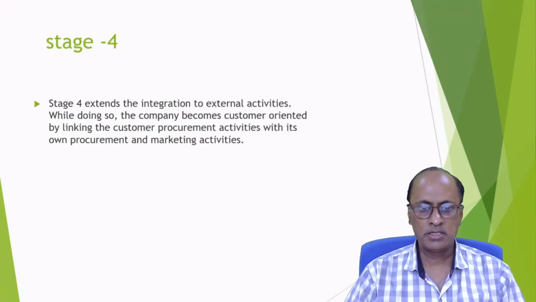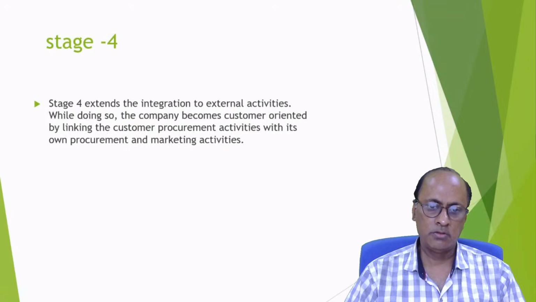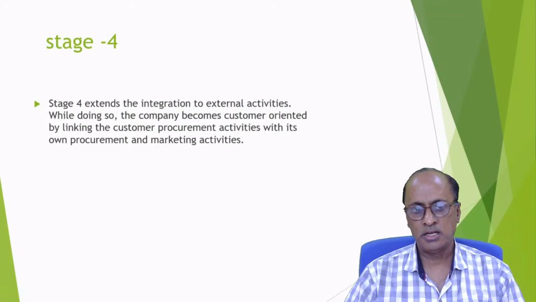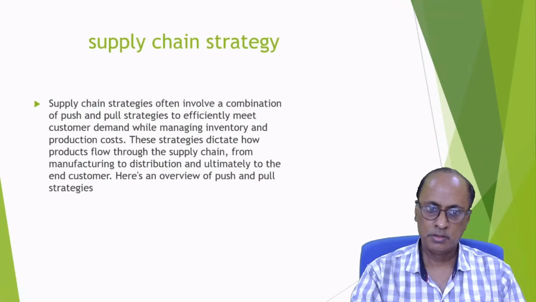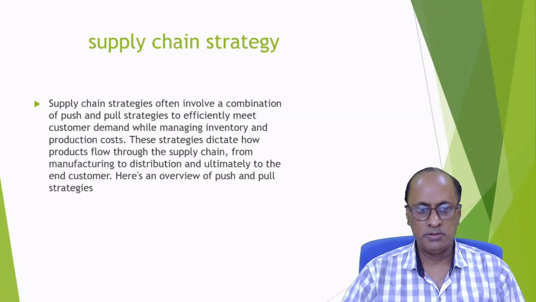Stage 4 extends the integration to external activities. While doing so, the company becomes customer oriented by linking the customer procurement activity with its own procurement and marketing activities. So in stage 4, we integrate the external activities with the internal activities. The company becomes more customer oriented, by linking the customer procurement activity with its own procurement. Supply chain strategy.